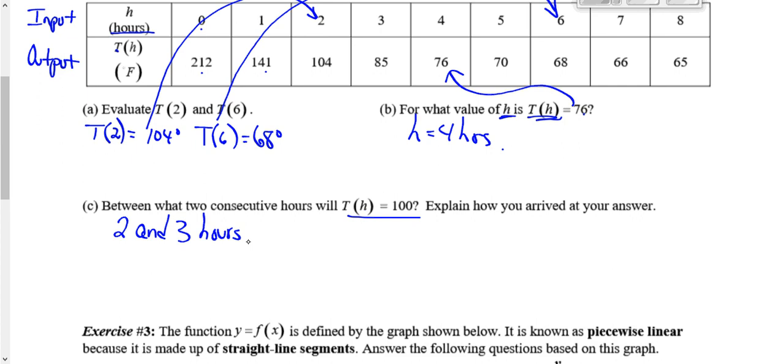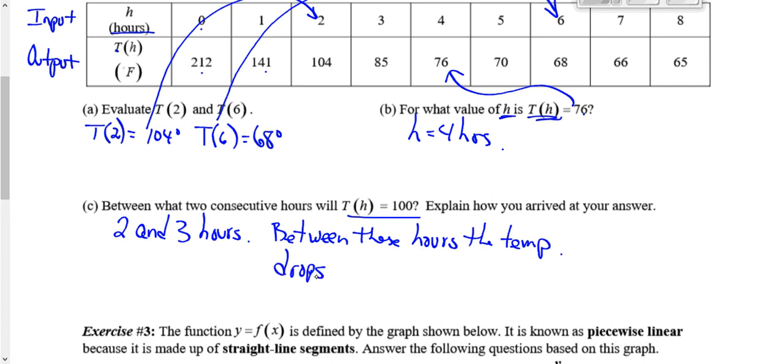Just between these hours, what does the temperature do? From what to what? Between these hours, the temp drops from what? Yeah, from 104 degrees to, what was it, 85? And of course, 100 is in there somewhere, right? Okay. So that's a tabular representation of a function.